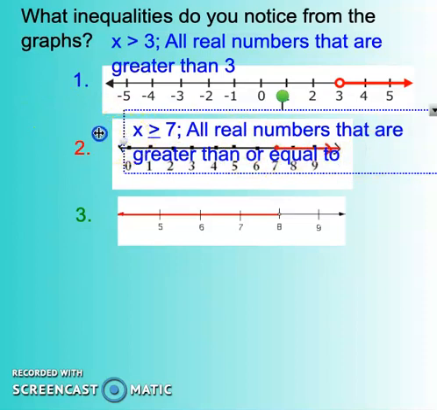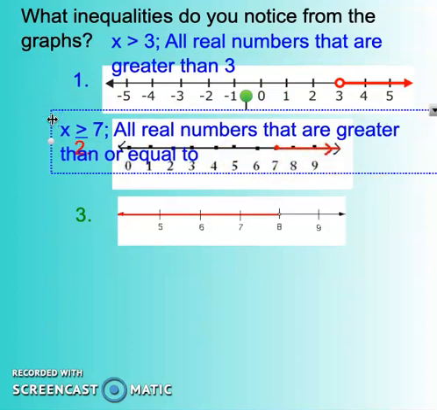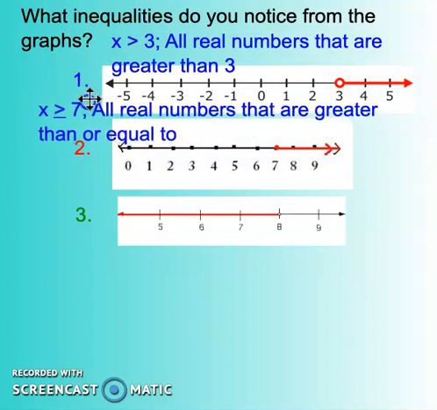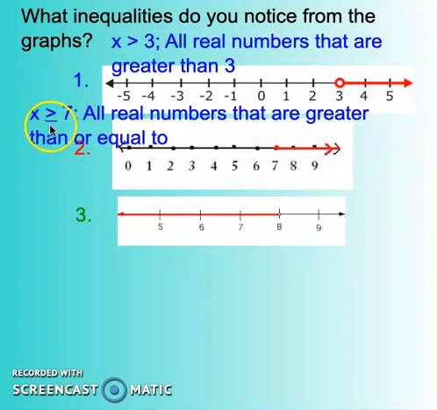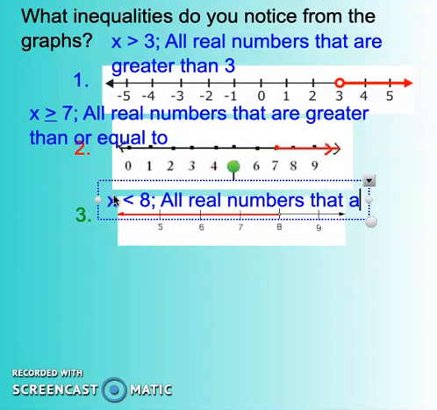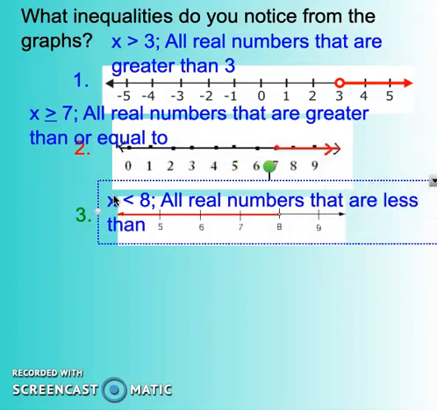Okay, so we have greater than or equal to on this one because we have a closed dot, and with our inequality we have a line underneath that represents that it includes 7 as well. Our last one, I notice it's an open dot, but this one is going off to the left. The ray is going to the left, so that means it's less than, and the open dot is on 8, and so x is less than 8. So that means it's all real numbers that are less than 8.